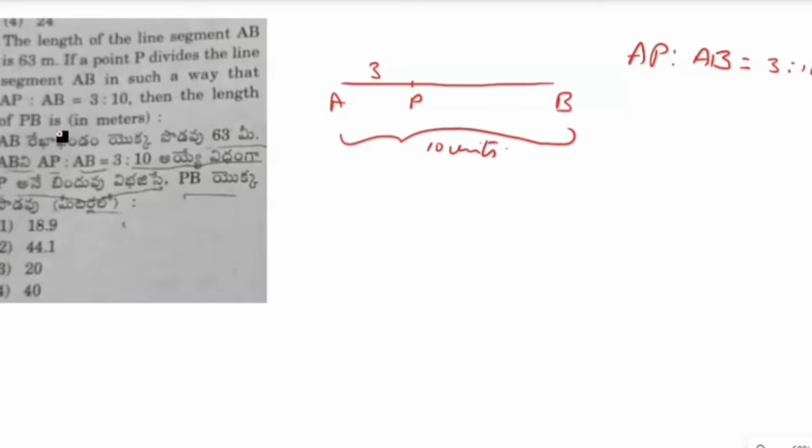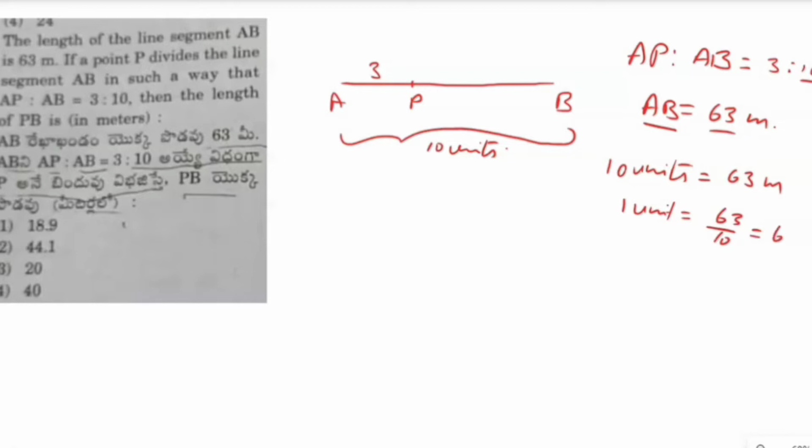But it is given AB length as 63 meters. The meaning is that AB is 63, which is nothing but 10 units. So we can equate 10 units is same as 63 meters. Means 1 unit is nothing but 63 by 10, which is 6.3 meters. We want the AP length. AP is 3 units, given in the question. So 3 units means 3 into 6.3, which gives you 18.9 meters.